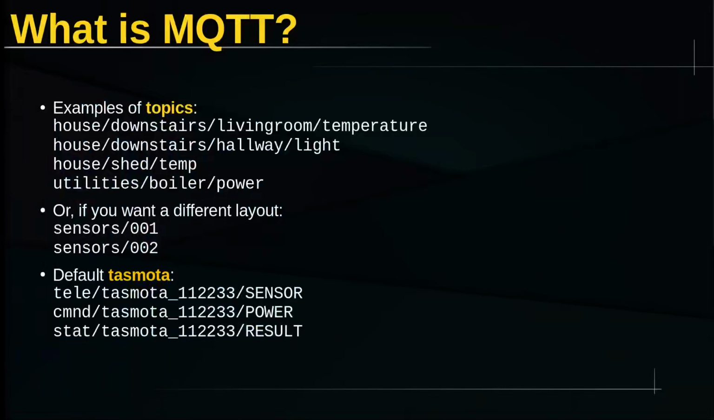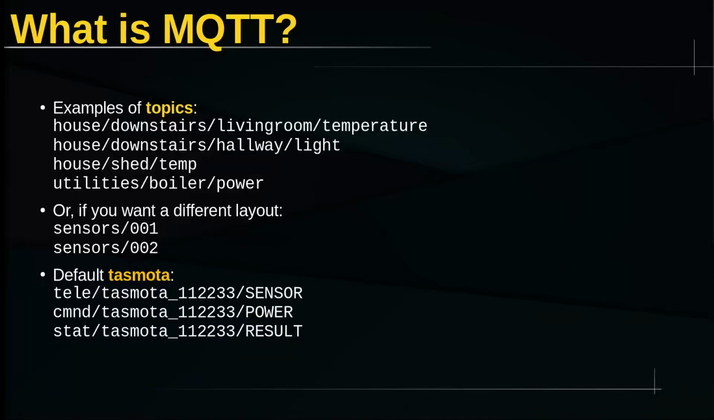You could also make it very simple and just say, okay, I want sensors, and I'll just number them 1 through 3 and so on. And later on we'll be talking about Tasmota, and there we'll see Tasmota already provides a default way of topics.